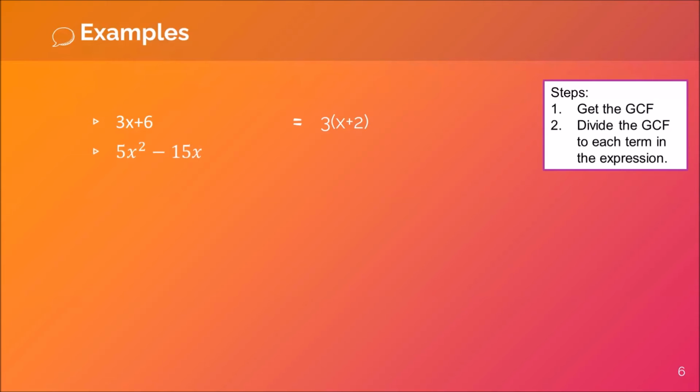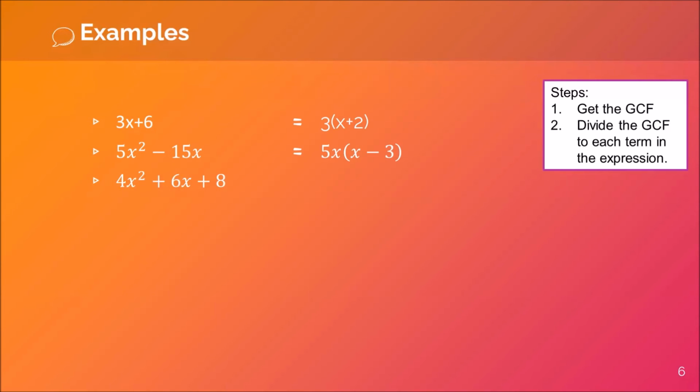Another example, we have here 5x squared minus 15x. The GCF of 5x squared and 15x is 5x. So 5x squared divided by 5x is x, minus 15x divided by 5x is 3. So the factored form of the polynomial is 5x times the quantity x minus 3.